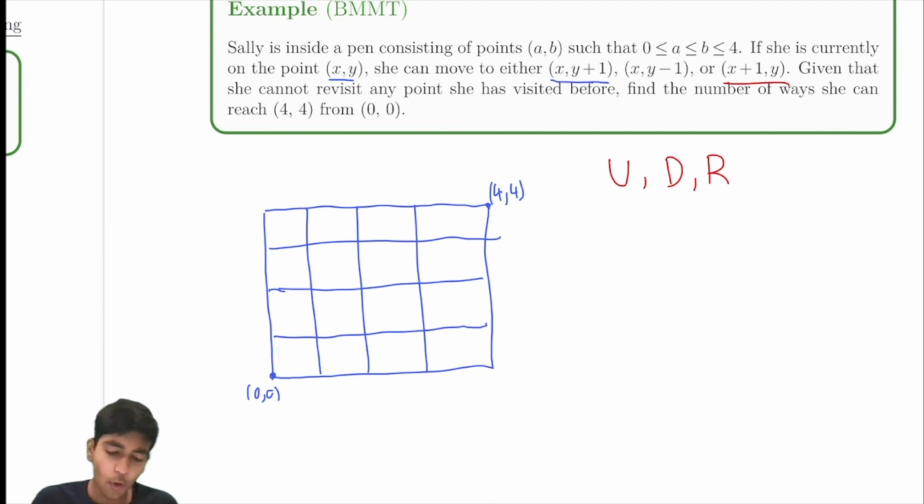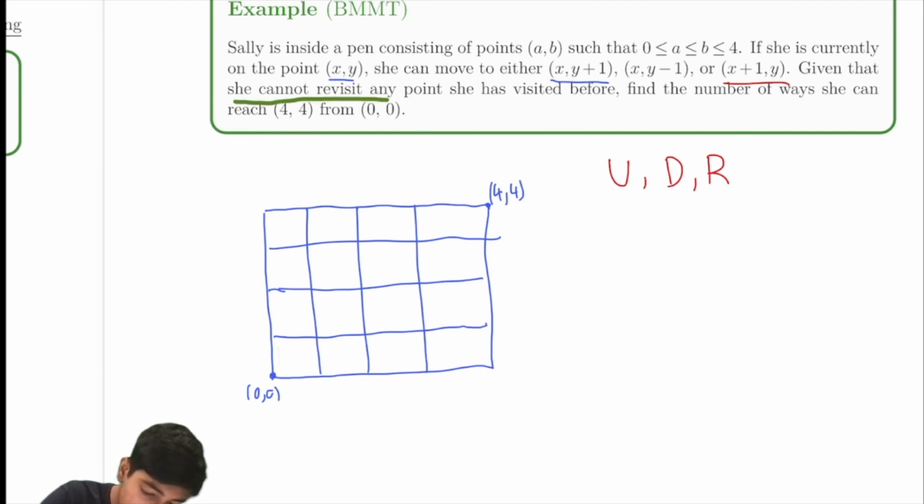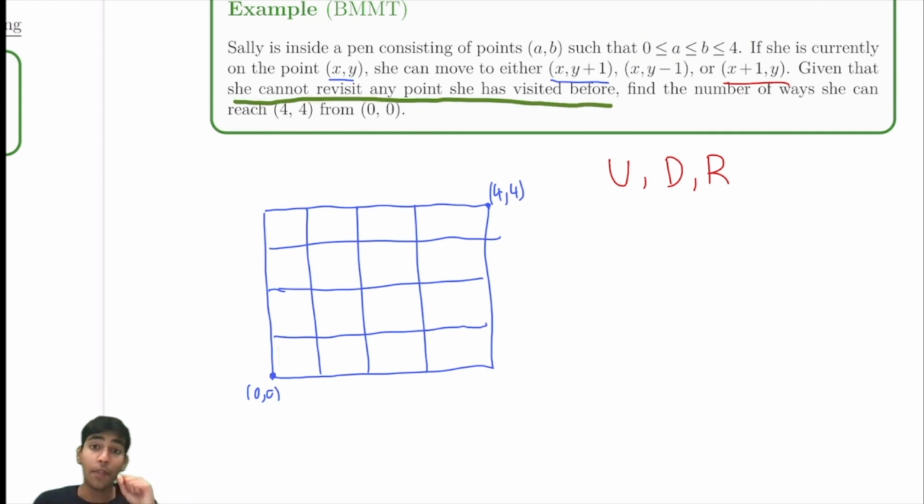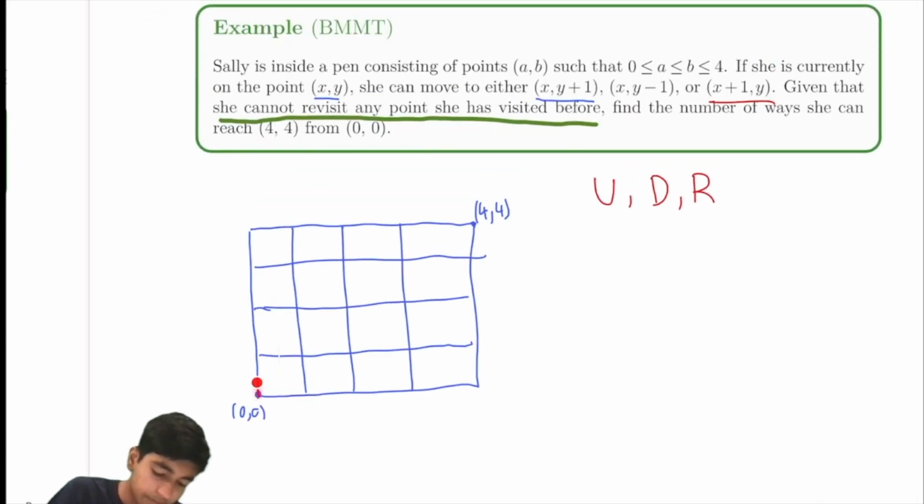So 0, 0 to 4, 4. This is very similar to our path counting problems, except now we have a down. And another thing, she cannot revisit any point she has visited before. Oh, and this is going to be the key to solving our problem. Like we said, let's play around with it a little bit. First, let's say we move up. If we move up, let's say we end up here. What can we do?